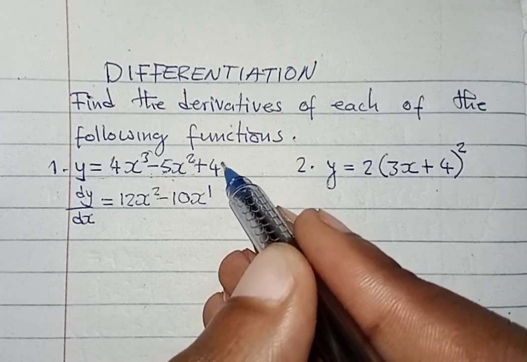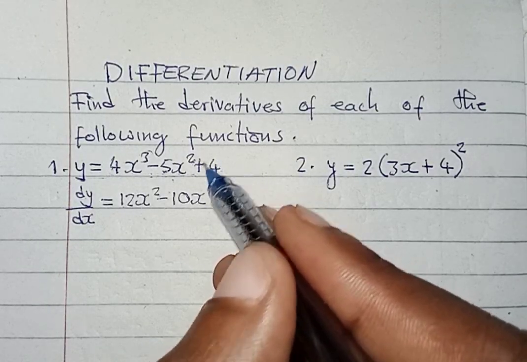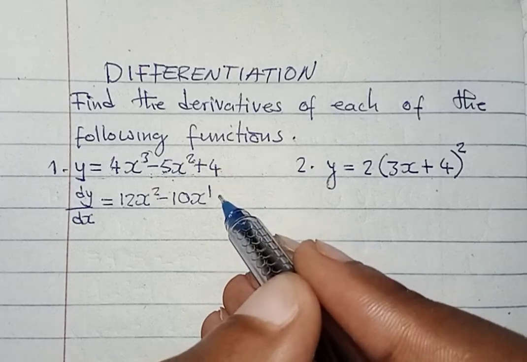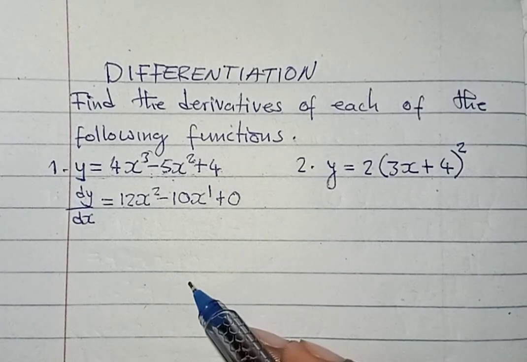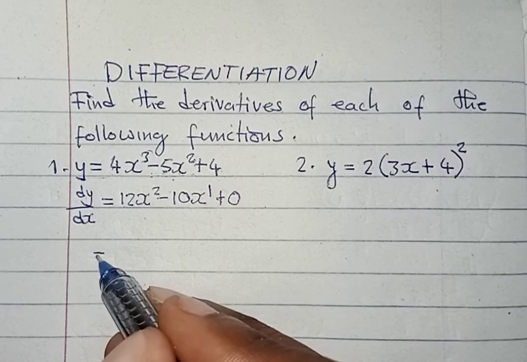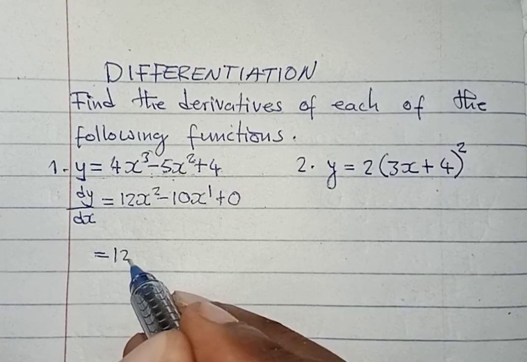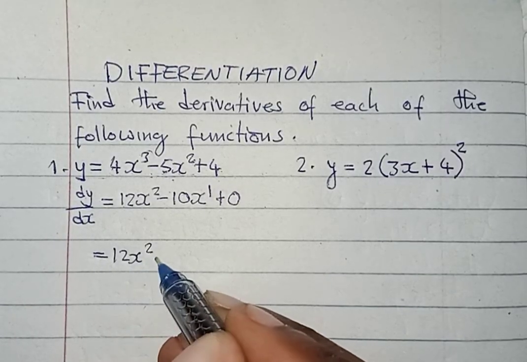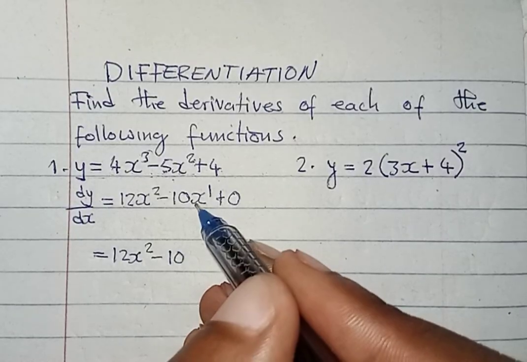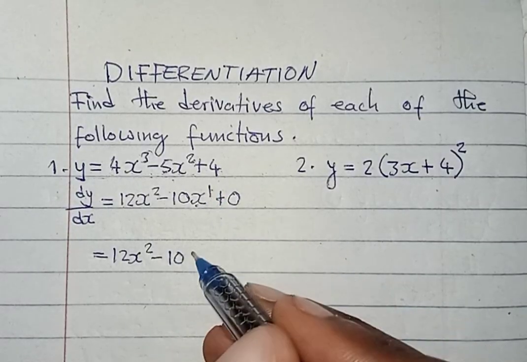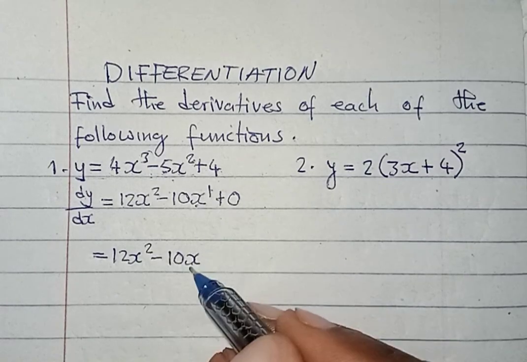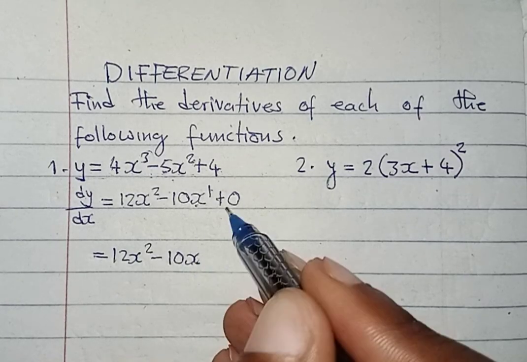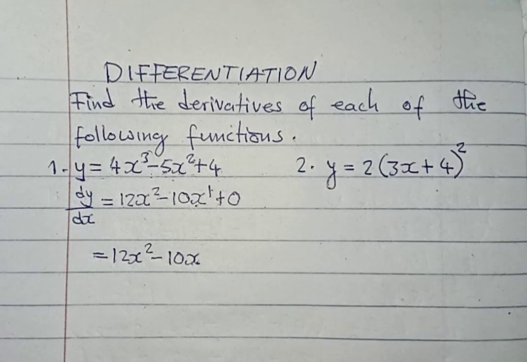This term is a constant term. The derivative of a constant term is equal to 0. So the derivative of 4 is 0. We can simplify this. We have 12x squared minus 10. X to the power 1 is better written as x without a 1. So x to the power 1 is just the same as this x. Then this 0, we can remove it.